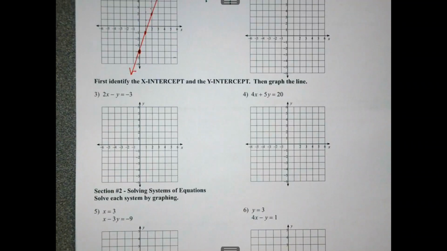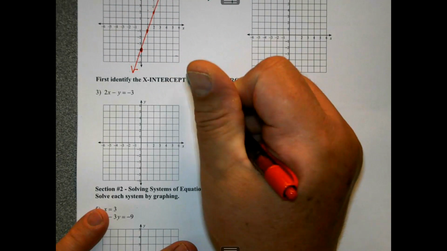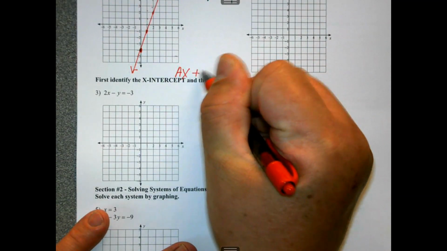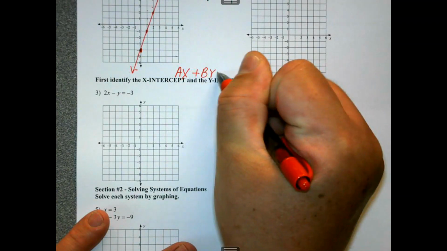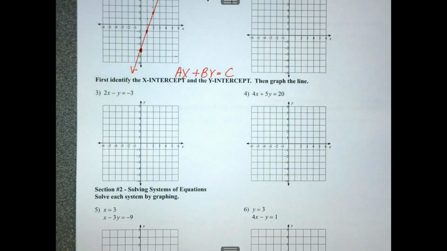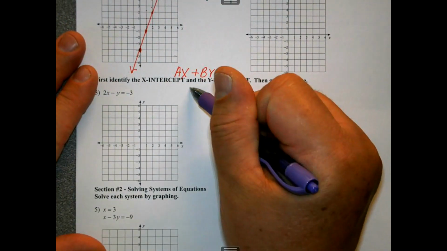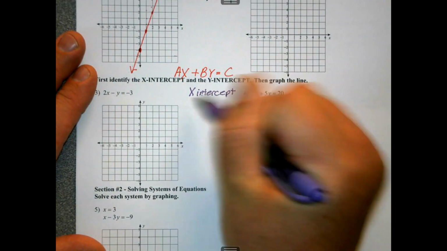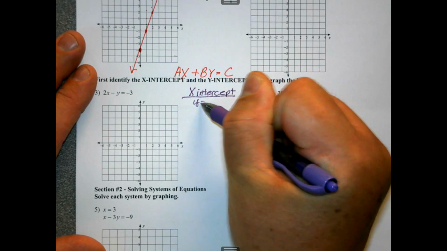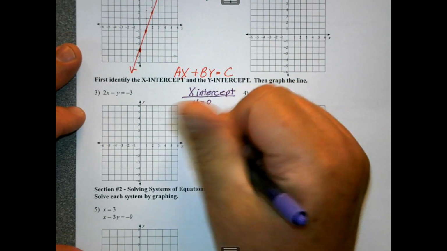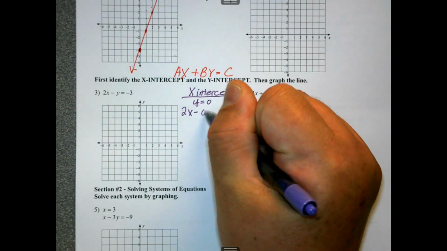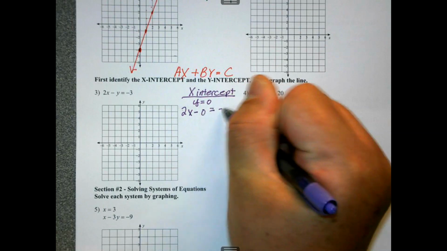Number 3. This is standard form where I have ax plus by equals some constant c. And this is where we have to find the 2 different intercepts. To find the x-intercept, I set my y equal to 0 and substitute it in. So I have 2x minus 0 equals -3.